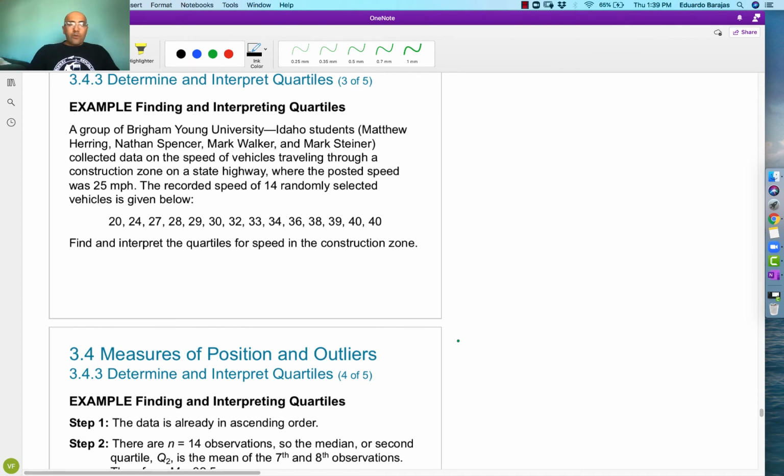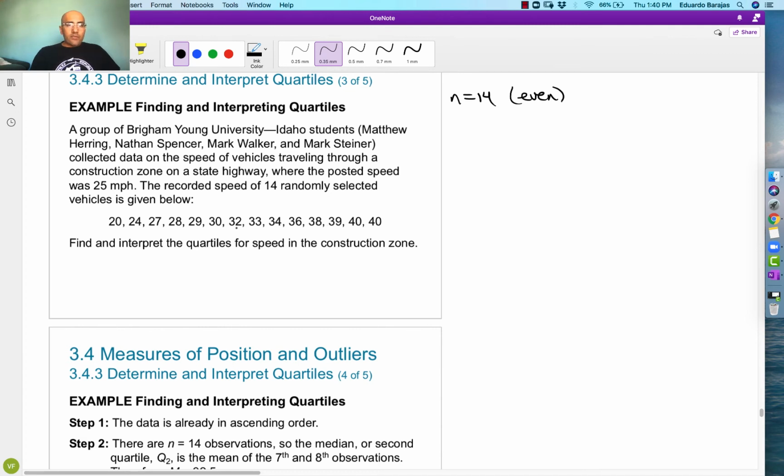Okay, so we want to find and interpret the quartiles of this data. We want Q1, Q2, Q3, and Q4. There are 14 values, so n equals 14. Remember, it's even. When it's even, the median is going to be the mean of two numbers after we place them in order from smallest to largest. Luckily, that has already been done for us. There are 14 of them, and they're already ordered from the smallest to the largest.